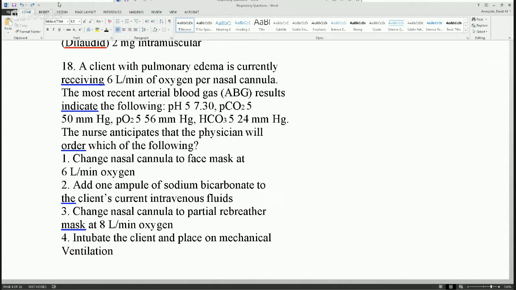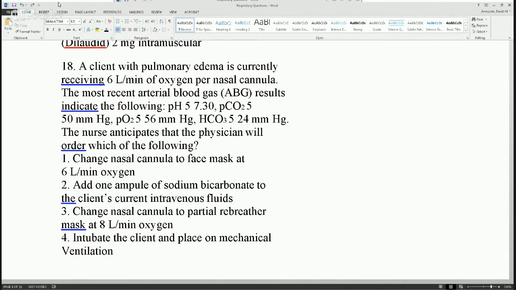Intubate. Client with pulmonary edema. Change to face mask at 6 liters. Those are both low flow devices. Partial rebreather. CO2 is already high. So I'm going to say 1.